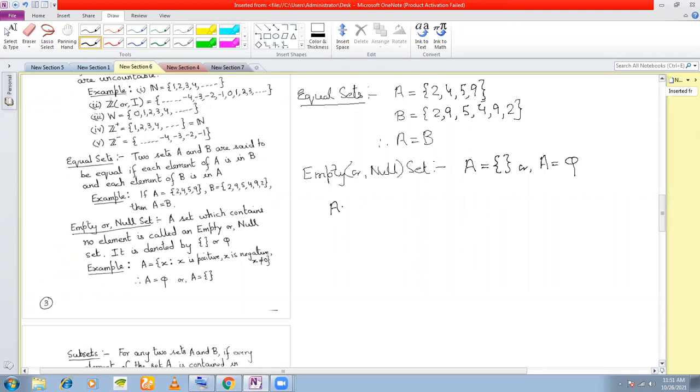Suppose I have the set A, and I've given this in set builder notation, X such that X is positive and X is also negative. Comma means and. Where X is not equal to 0. Can you think of any number which is positive and also negative at the same time, except 0? So there is no number that is positive and negative at the same time. Therefore this set is a null set.